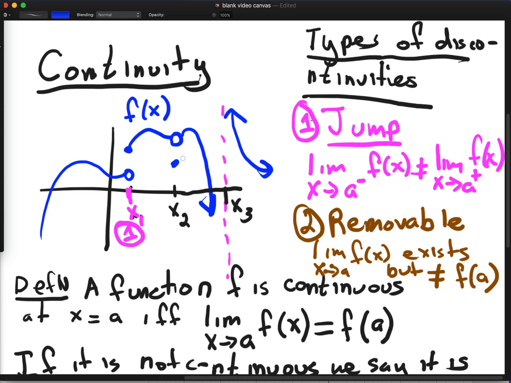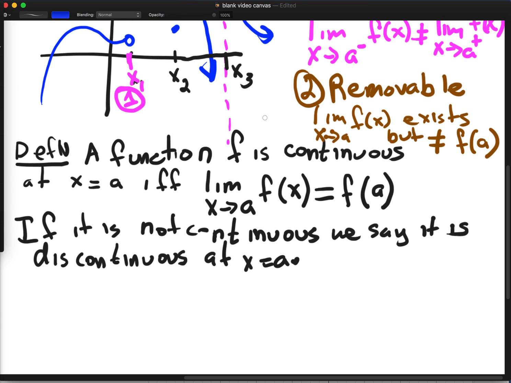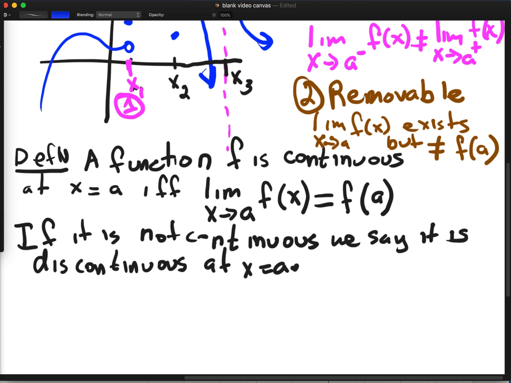Okay. All right. Last one. Take a wild guess. What do you guys think it's called? The third one. Infinite. That's an excellent choice. That is exactly what it's called. How did you guys know? You guys have been paying attention.